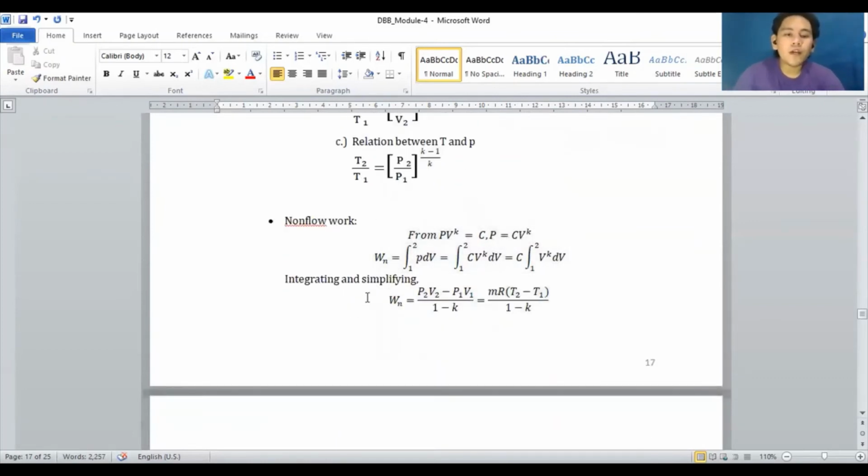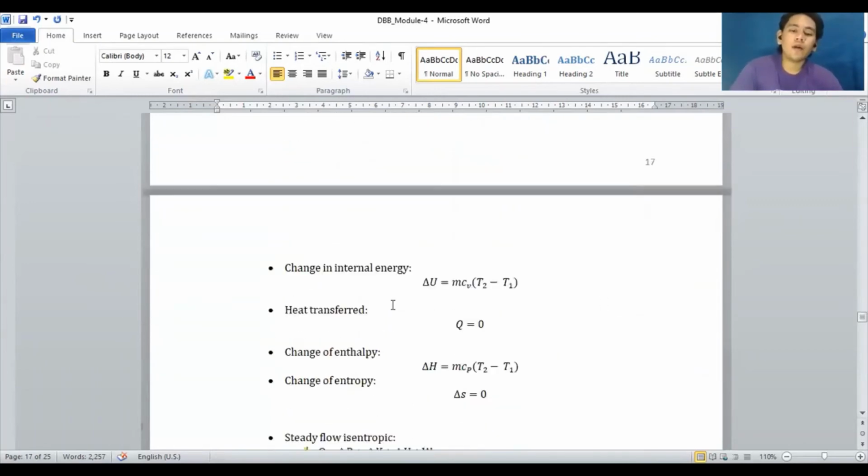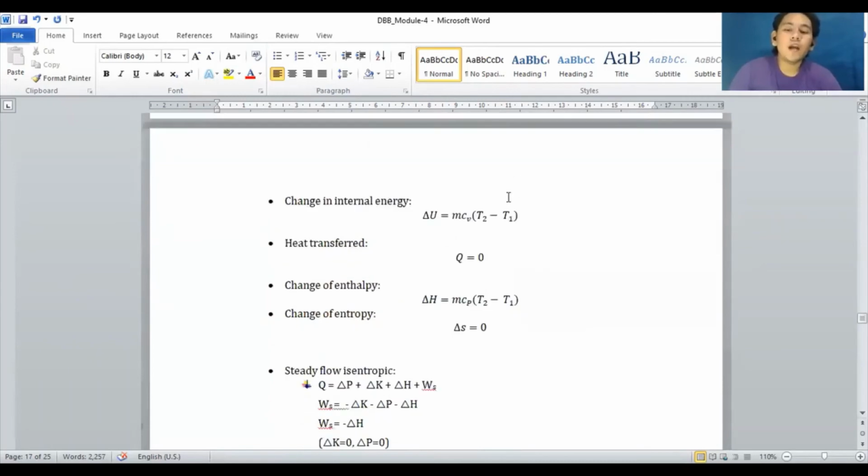Next, non-flow. Integrating and simplifying, we have work done flow equals P2V2 minus P1V1 all over 1 minus K, or simply, just like what I said earlier, PV equals MRT. So therefore, your MR delta T over 1 minus K is your work done flow. Now, next, change in internal energy is MCV delta T, and your change in enthalpy is MCP delta T.